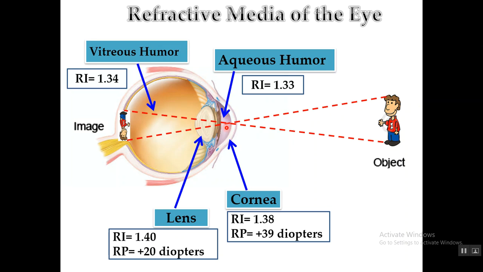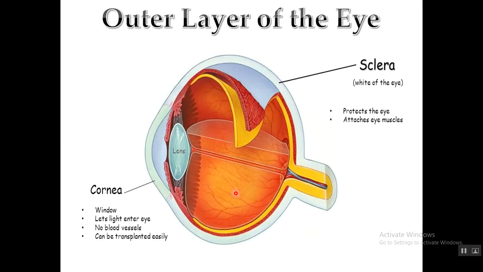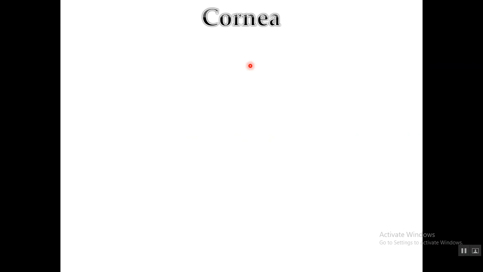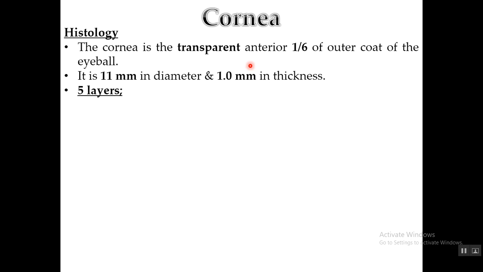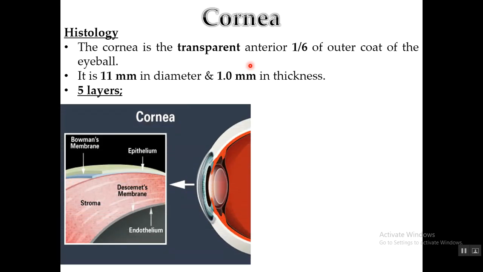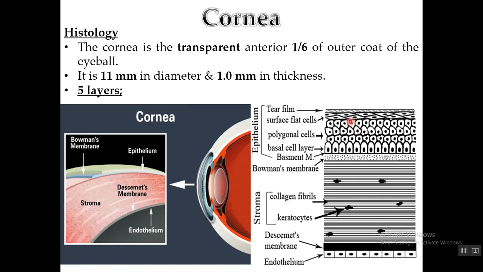Let us first start with the cornea. The outer layer of the eyeball has two parts, the cornea and the sclera. Let us know the function of the cornea and the function of the sclera. What about the cornea? Histologically, the cornea represents the anterior transparent 1/6 of the outer layer. Its diameter is about 11 millimeters, and its thickness is about 1.0 millimeter. It consists of 5 layers. The outer layer is the epithelium, then the basement membrane, which is the Bowman's membrane.